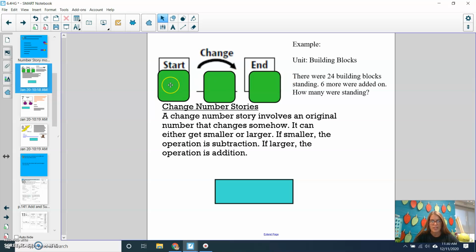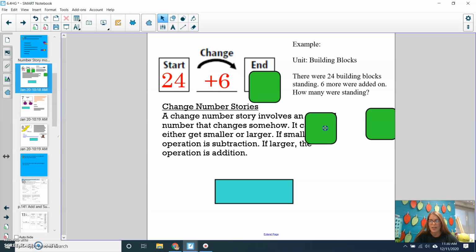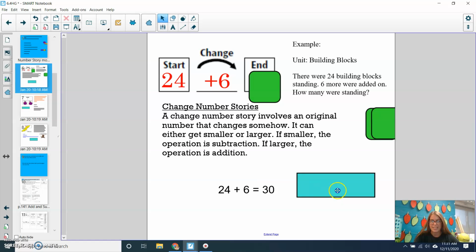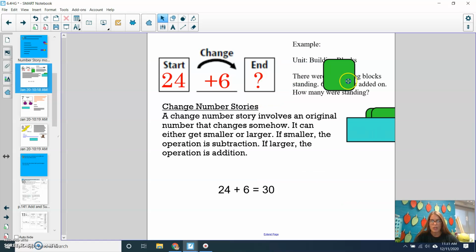So I would start, and you can just watch how I explain this. I would start with my 24. 6 more were added. Since 6 more were added, I know that my number should be getting bigger. So I'm thinking 24 plus 6, and I'm trying to find my end. How many total were standing? Which would be, I know 24 plus 6 equals 30. And then I can put a question mark in that box because that's what I'm trying to find out. So again, these are the start, change, end diagrams.